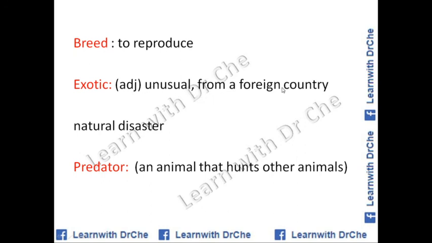and from a foreign country. When you are writing an essay about culture, the environment, plants or animals, you can use this word exotic. Natural disaster, for example, tsunami, earthquake, these are natural disasters. A predator is an animal that hunts other animals.